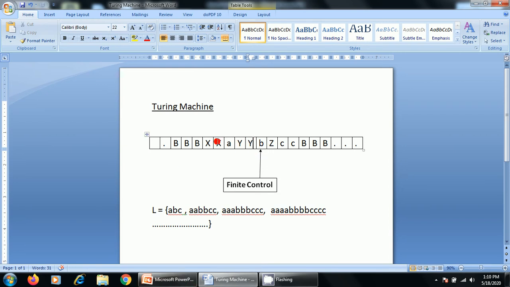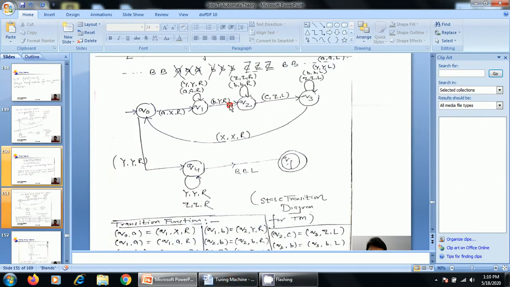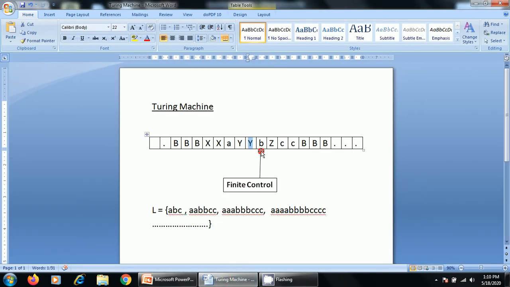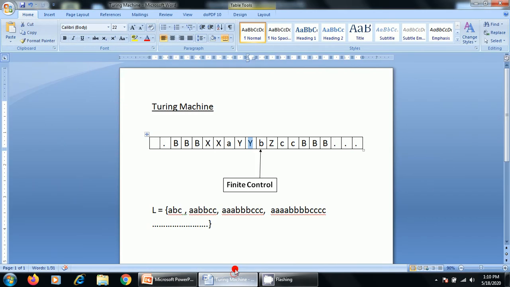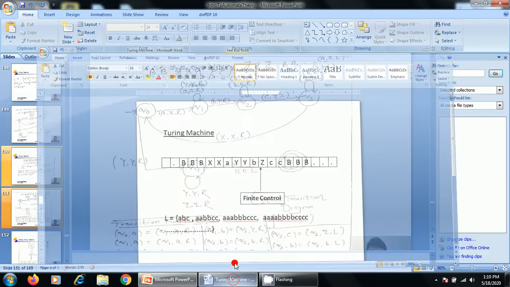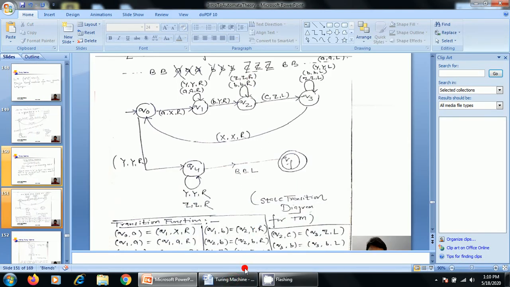Corresponding to the second A and second B, we are searching for the second C. In between there may be B and Z. If there is a B, keep it B and move right. Now see, if there is a Z, keep it Z and move right.